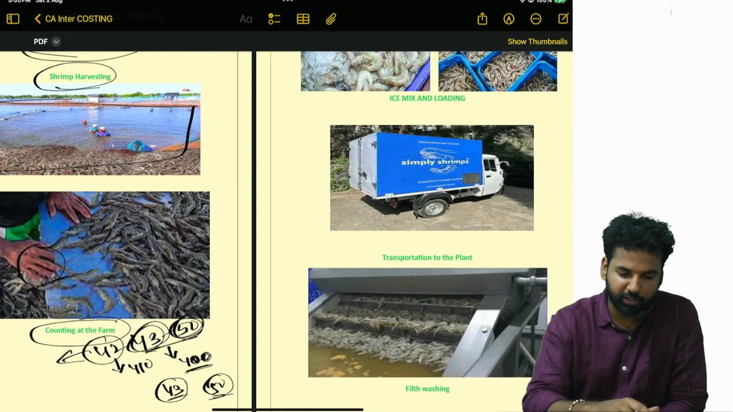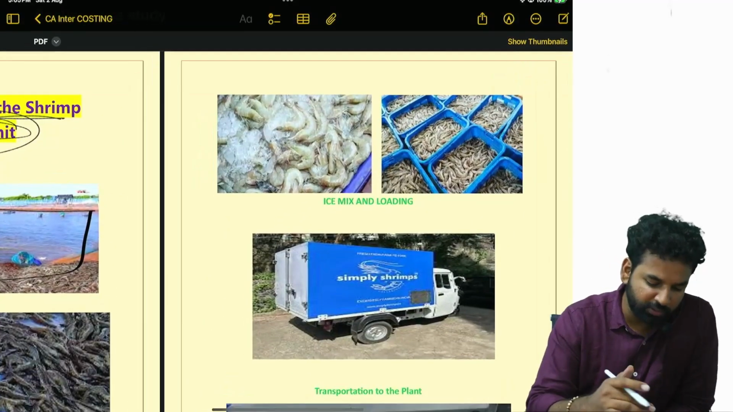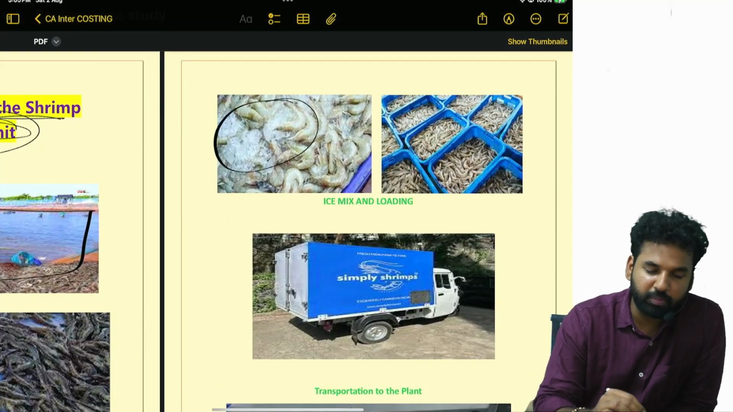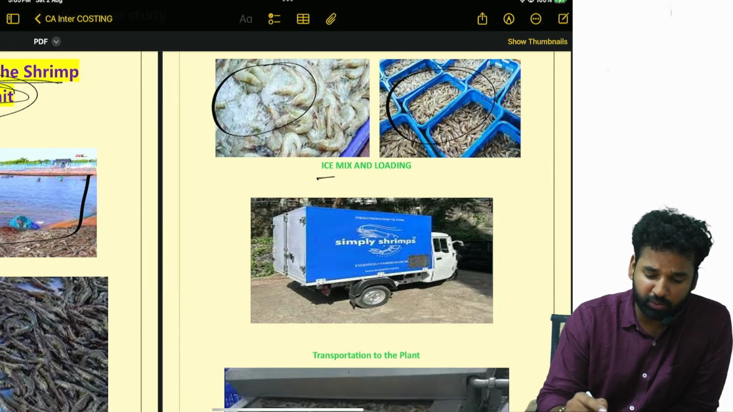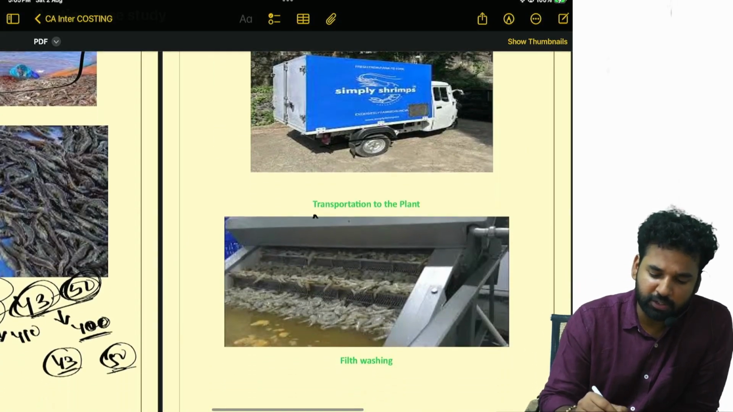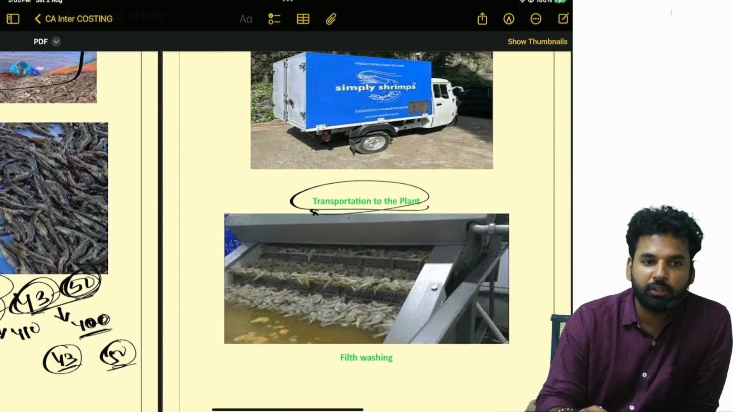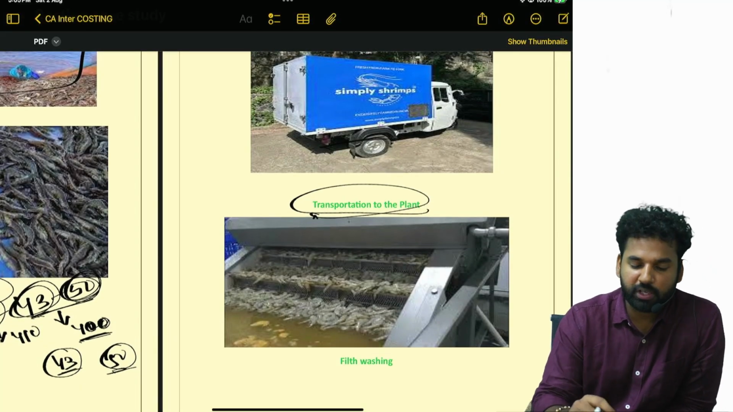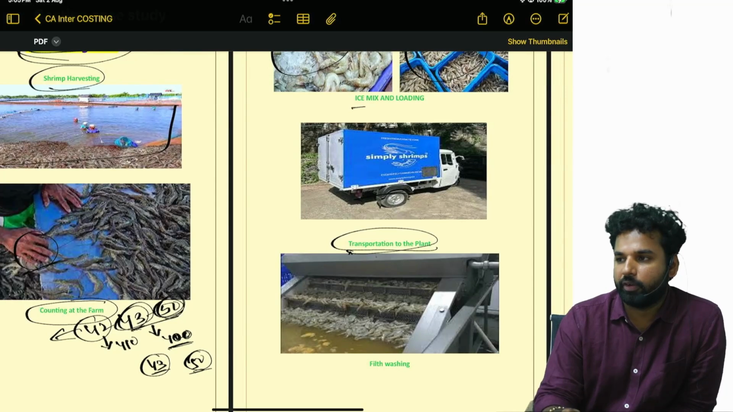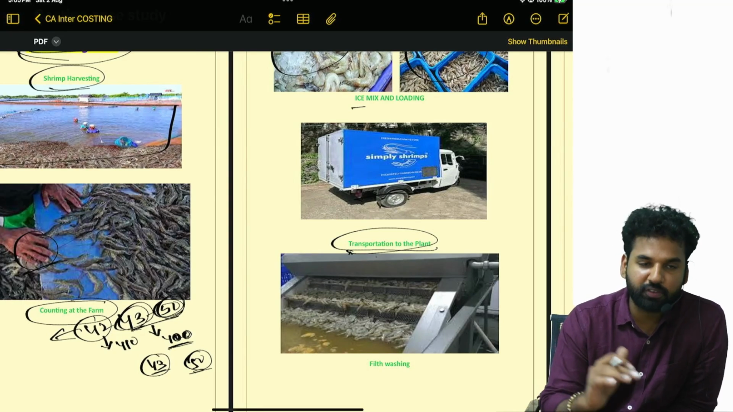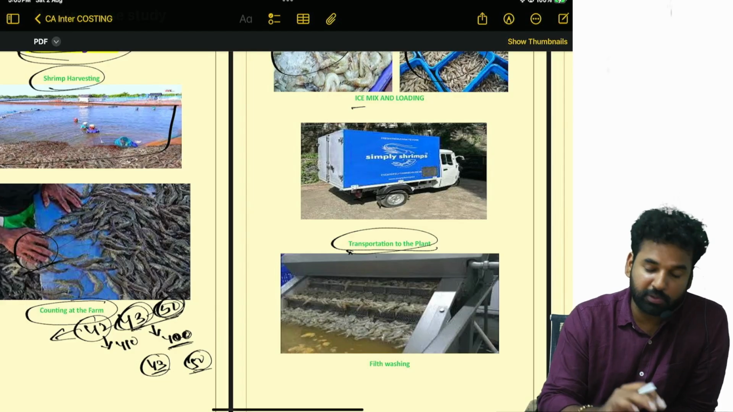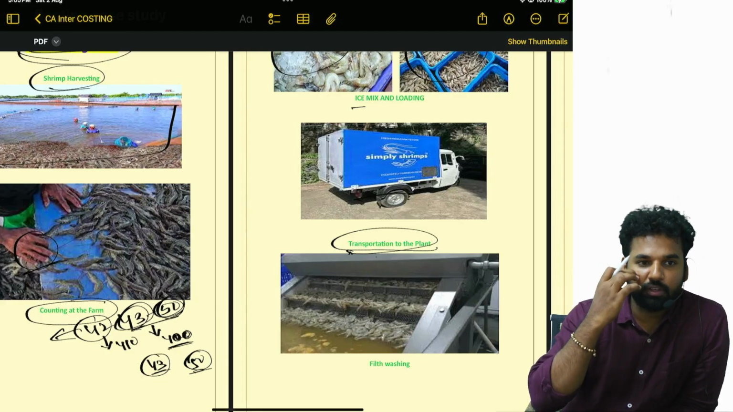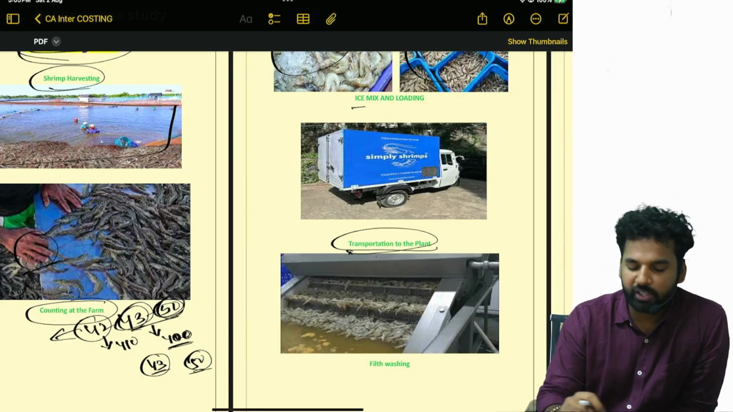Enough. Right. Next, after getting the material, ice will be mixed. Later, it will be loaded into the tractor, and then transportation will be made to the plant. See, all this will be labor activity: loading, unloading, harvesting, everything. Counting: a person called a grader will be counting this.